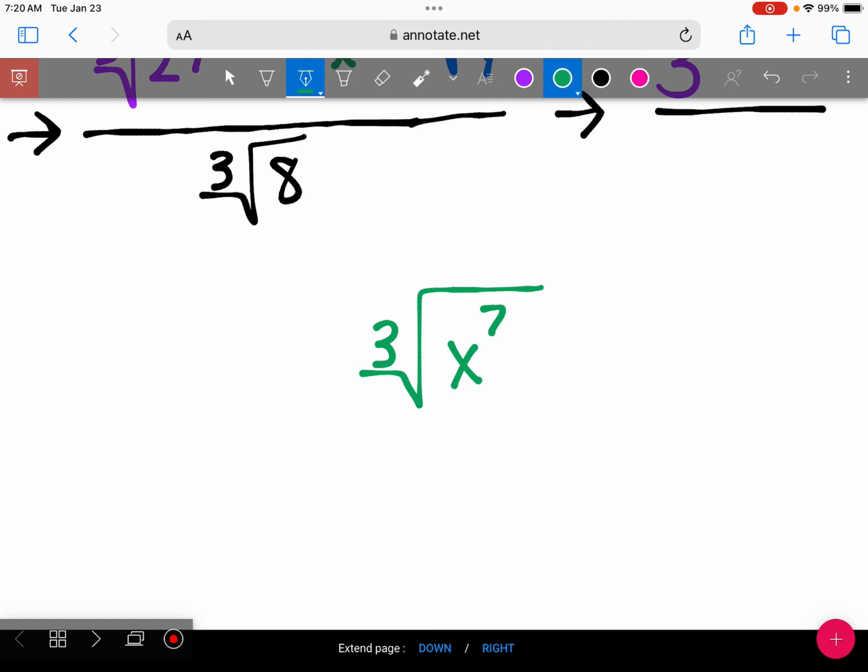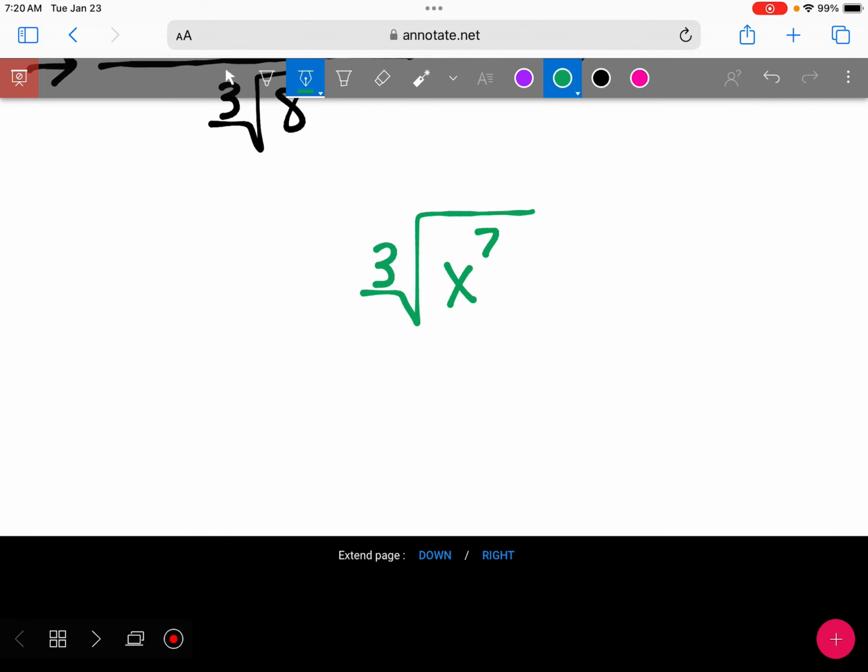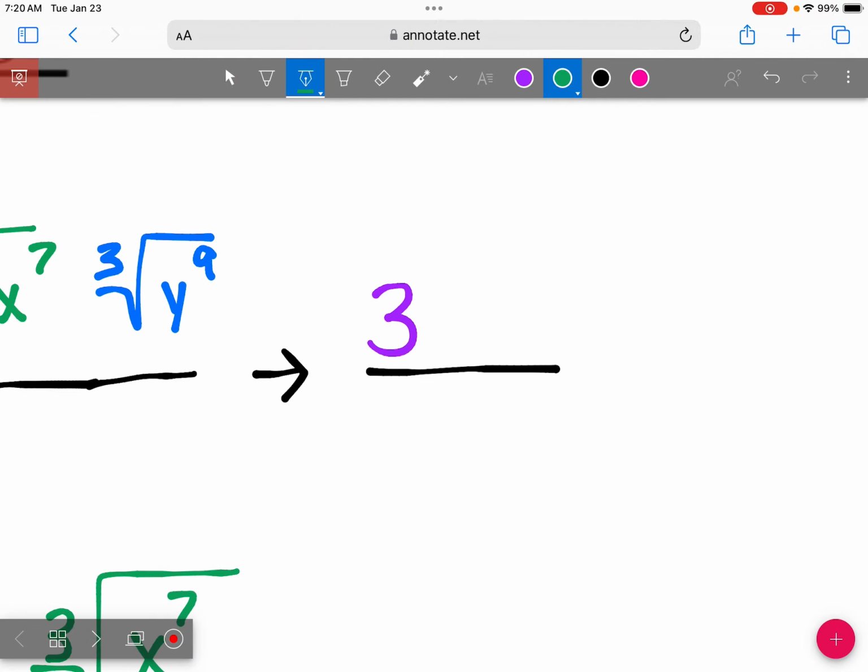What are we going to get here? Yeah, we can take out 2 groups. We can break this into the cube root of x to the 6th and the cube root of x. Because x to the 6th times x is x to the 7th, which is going to give us x squared on the outside, because we're dividing the 6 by our index. And we're going to have a cube root of x left over.